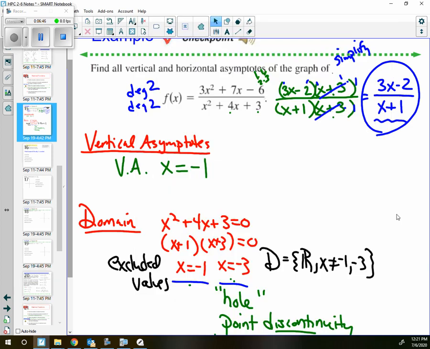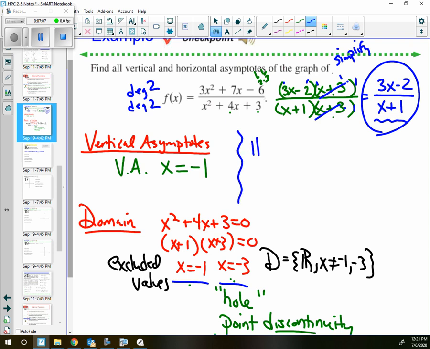It's really acting like 3x minus 2 over x plus 1, but my original function has a hole or removable discontinuity there. So we've talked about vertical asymptotes. We set the denominator equal to 0 and we solve. We think about the domain, the excluded values, but now we have to remember to keep track of those holes. Make sure that you simplify your fraction to be able to determine them.